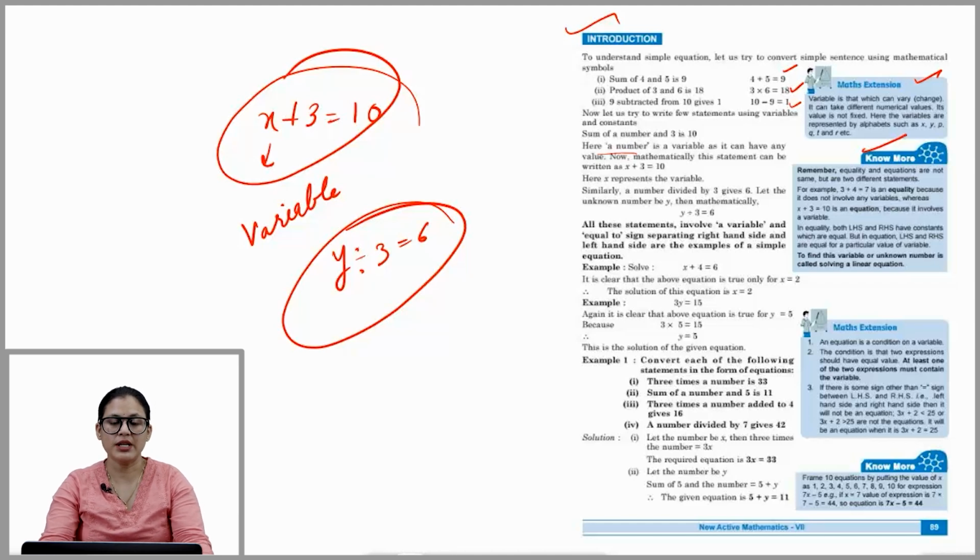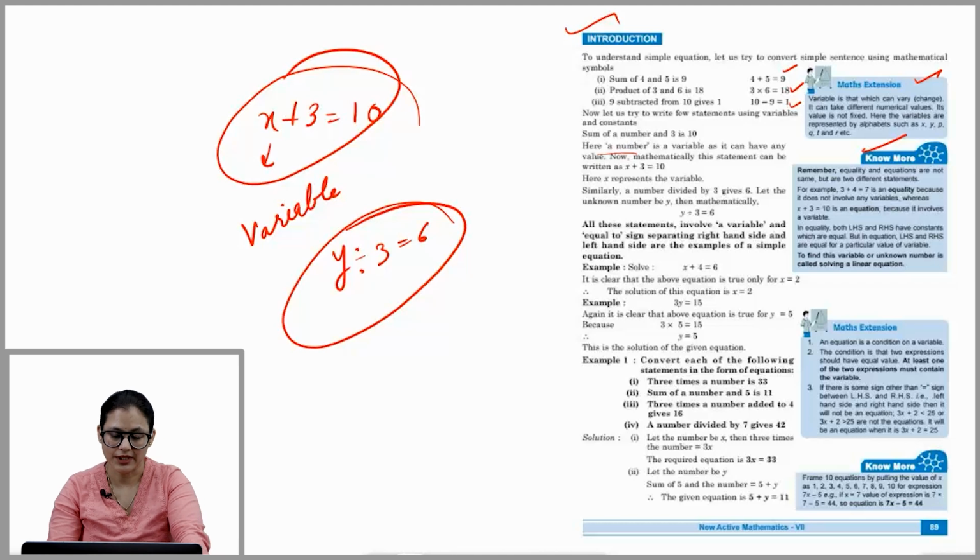For example, 3 plus 4 is equal to 7 is an equality because it doesn't involve any variables. Whereas x plus 3 is equal to 10 is an equation because it involves a variable. In equality, both LHS and RHS have constants which are equal. But in equation, LHS and RHS are equal for a particular value of a variable. To find this variable or unknown number is called solving a linear equation.